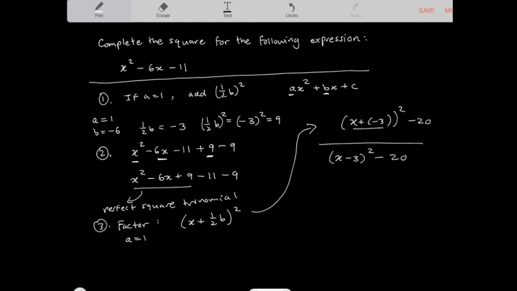And you can see that this is really the same thing as our expression here, but this is basically in its completed square format. Okay, and you can see that it kind of resembles vertex form of a quadratic function or equation, and this is a really useful tool in determining the vertex.